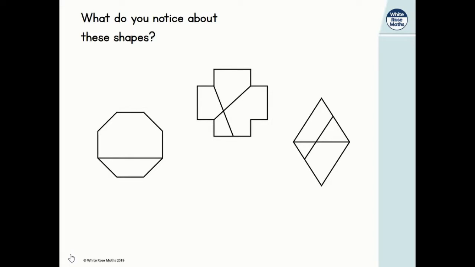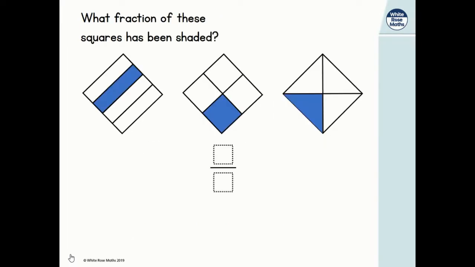What do you notice about these shapes? Yes, that's right. They do not have equal parts. So what fraction of these squares has been shaded? We know they've got equal parts, that's really important. But what fraction of the squares has been shaded?